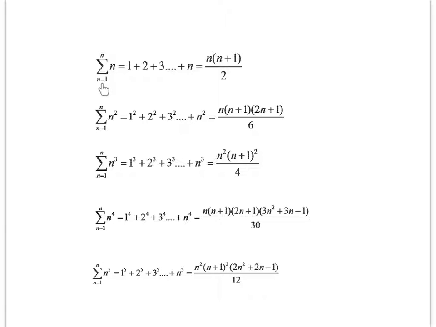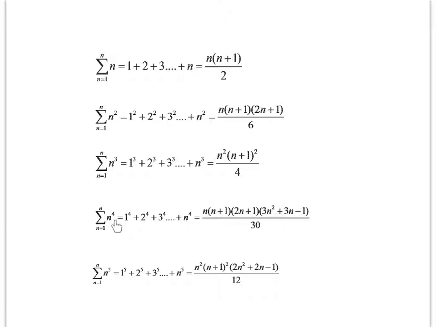The sum from n equals 1 to n of a first power series, so the rule is n, so it's 1 plus 2 plus 3 plus 4 all the way up to n, is n times n plus 1 over 2. Our second power summation, the summation for n squared from 1 to n, is 1 squared plus 2 squared plus 3 squared all the way up to n squared. Here's our formula. The third power, so we're going to do 1 to the third plus 2 to the third plus 3 to the third all the way up to n to the third is right here.